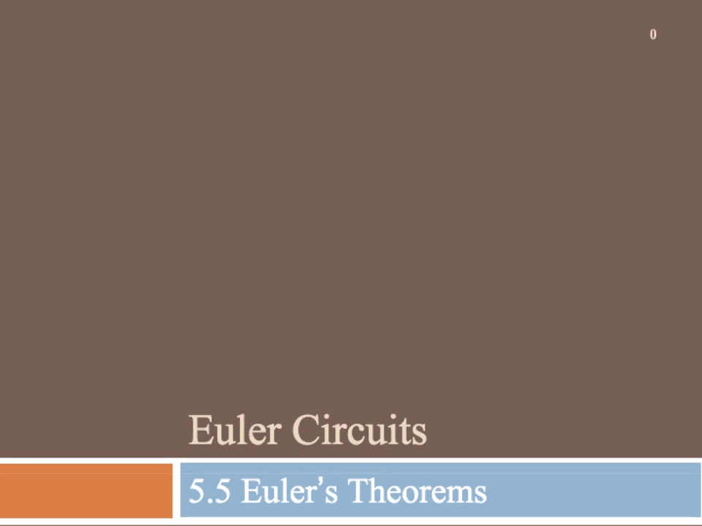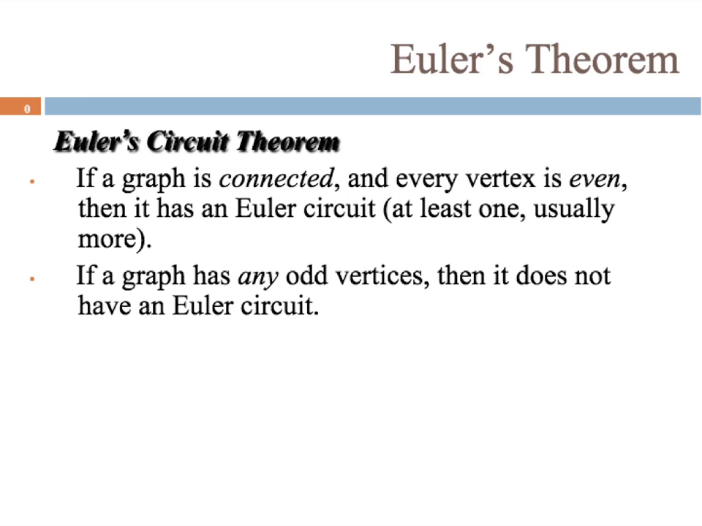In this next section, we'll be going over three of Euler's theorems for circuits. The first one is Euler's circuits theorem. If a graph is connected and every vertex is even, then it has an Euler circuit. At least one, sometimes or usually more. If a graph has any odd vertices, then it does not have an Euler circuit. There's no way we can end at the same place we started while hitting every edge only once. If there's just one odd vertex, it's going to mess it up completely.